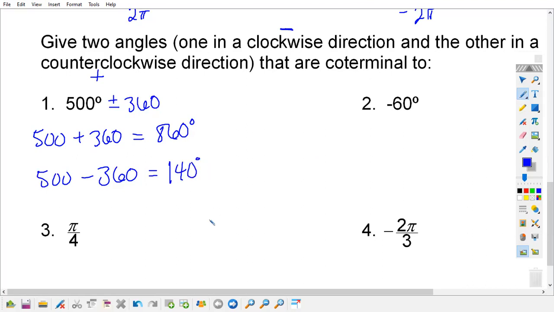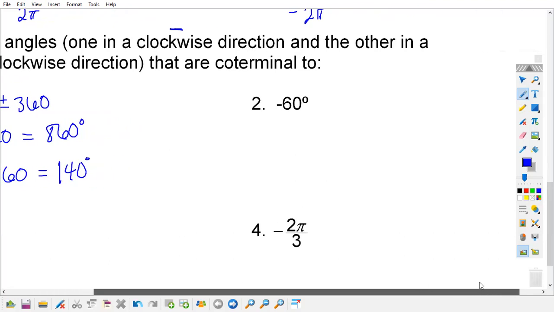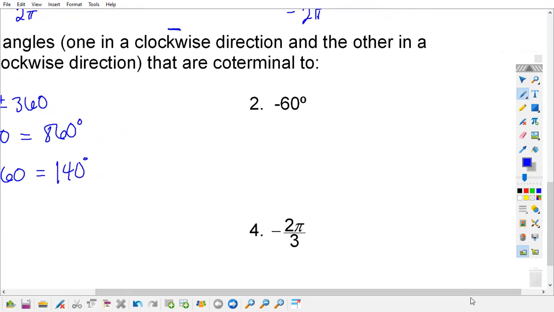All right, quickly do number 2. And then we're going to go on to radians.